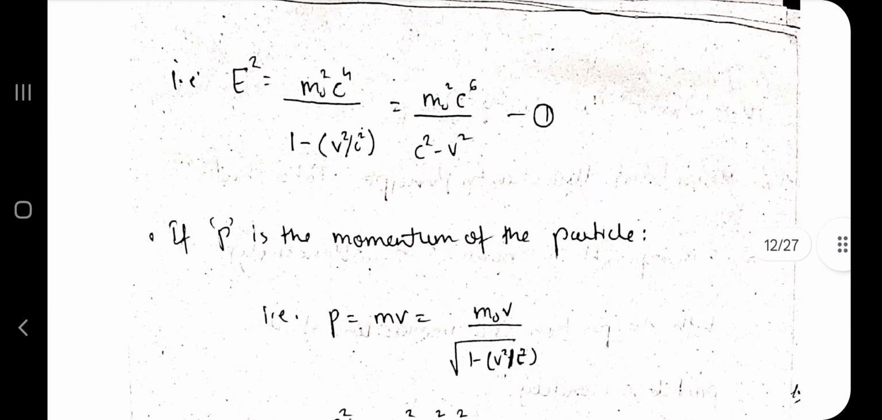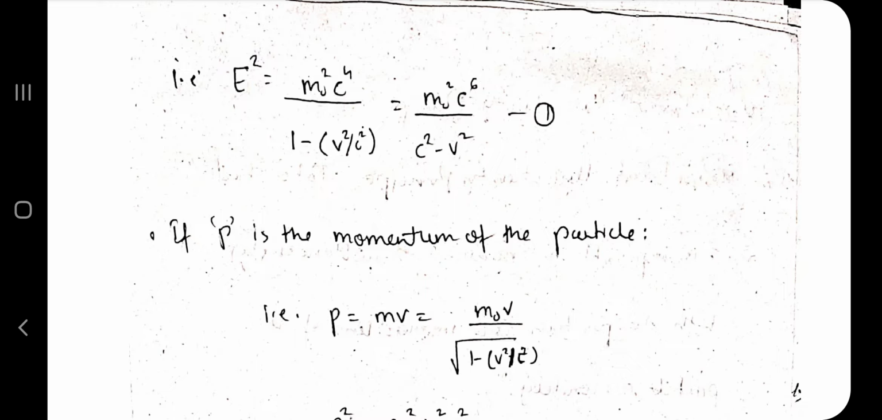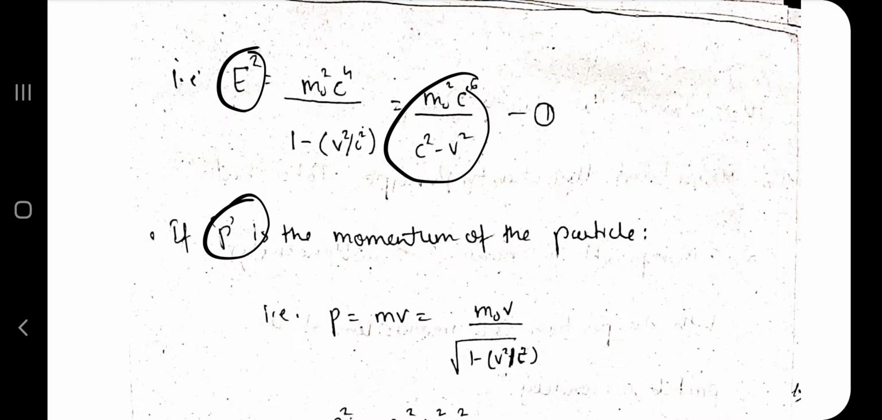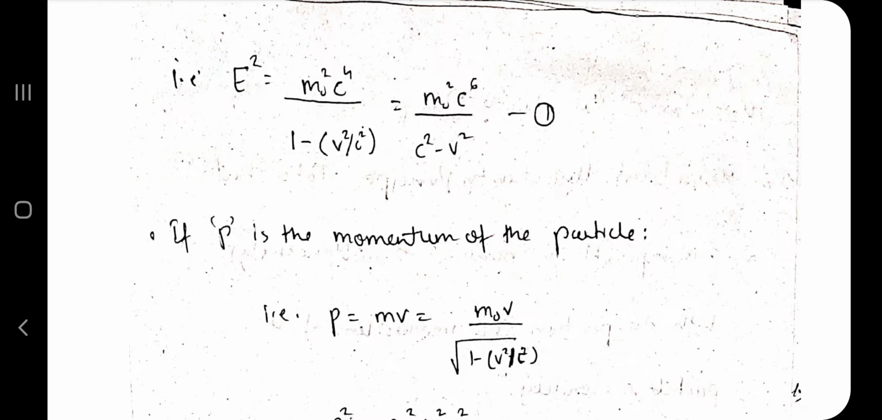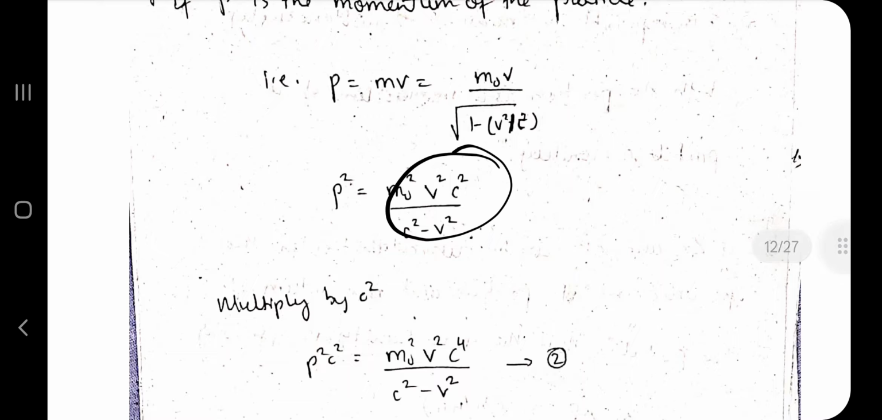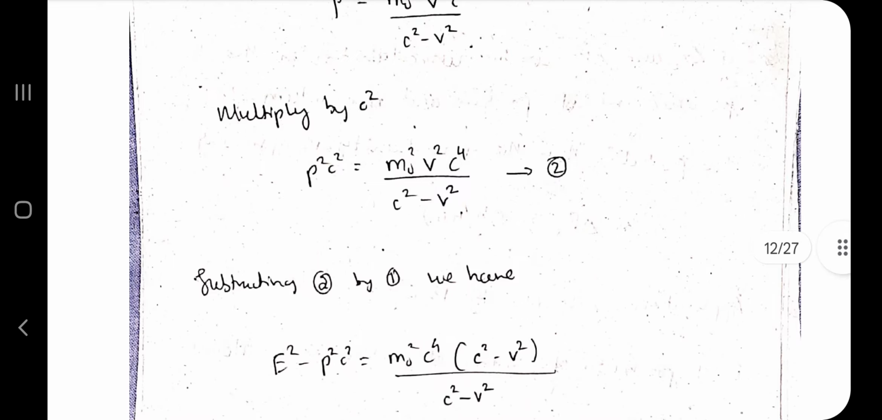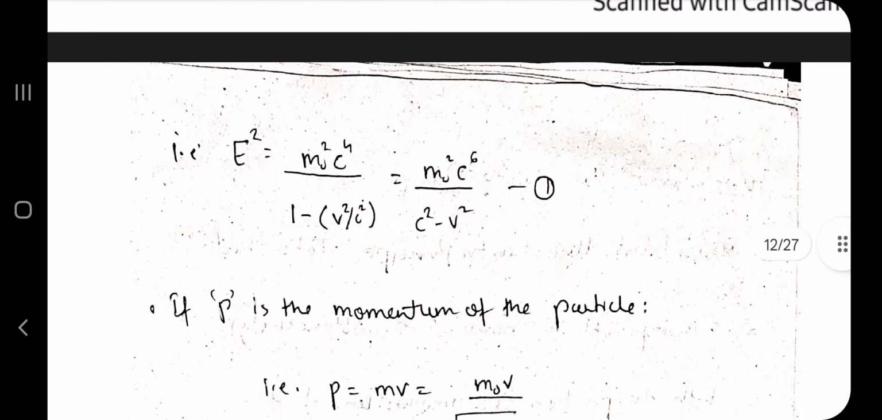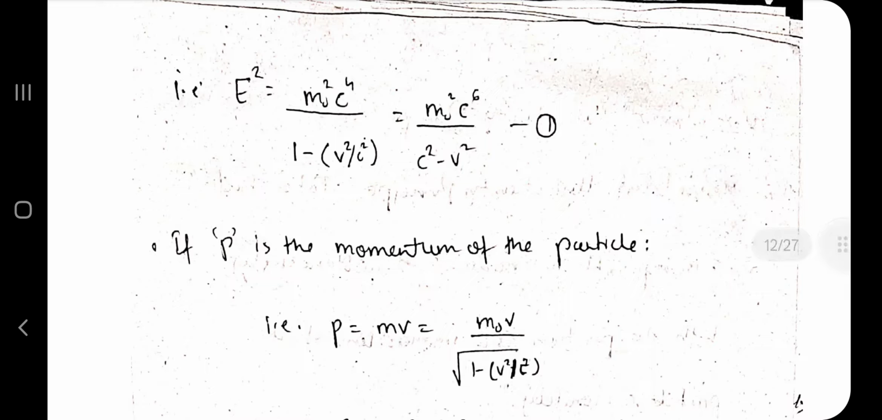Simplifying it, if you square the LHS as well as the RHS, we get this formula. If p is the momentum of the particle, p = mv, then instead of v we write the relativistic expression, and p² is equal to this formula. Multiplying it by c², we get p²c². Then substituting the value of p²c² from equation 2 in equation 1, we get this one.